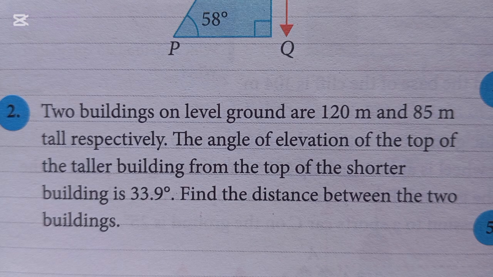We take another statement of a simple question. Question 2. The buildings on level ground are 120 meters and 85 meters tall respectively. The angle of elevation of the top of the taller building from the top of the shorter building is 33.9 degrees. Find the distance between the two buildings.